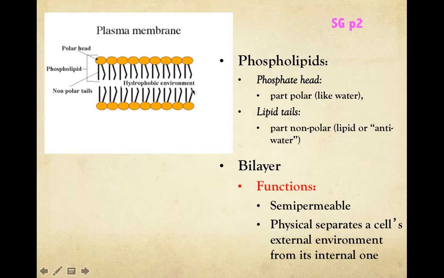And it creates a really great barrier. It's going to let some things through, and it's going to keep other things out. It separates everything on the inside of the cell from the outside of it. We refer to this layer as being semi-permeable. Semi-permeable means I'm going to choose what goes through. Some things can pass, some things can't.